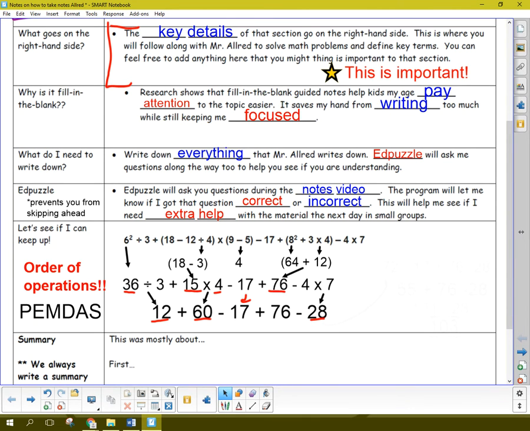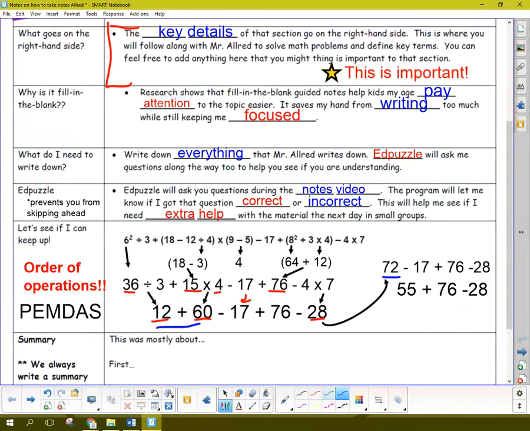Okay, I've done the multiplication and the division now. Now all I've got is addition and subtraction. I want to make sure I work left to right. So I can't do anything until I add 12 and 60 together. 12 plus 60 is 72, which is shown up here for you. In the next step, I subtracted 72 and 17. That's where 55 came from. In the next step, I'm going to add 55 and 76 together. That's where 131 is going to come from. And then finally, 131 minus 28 is 103.